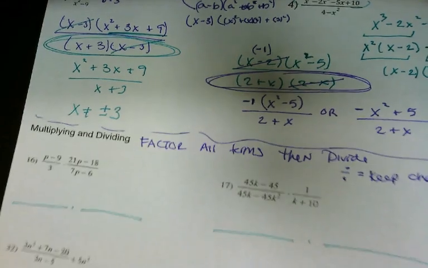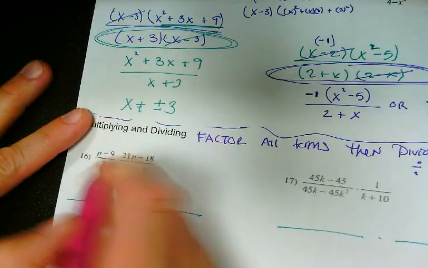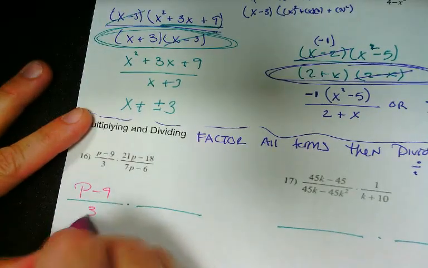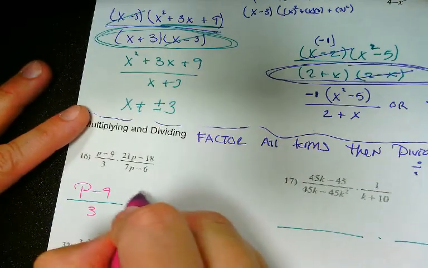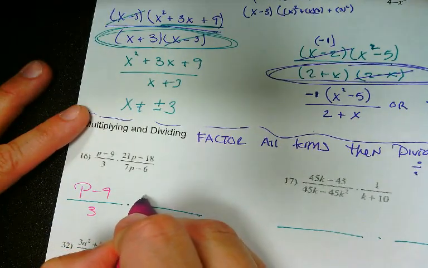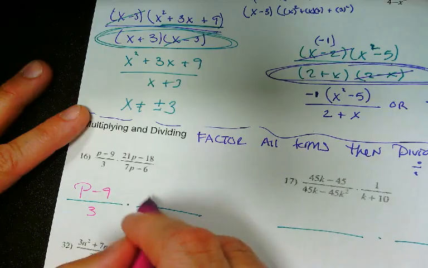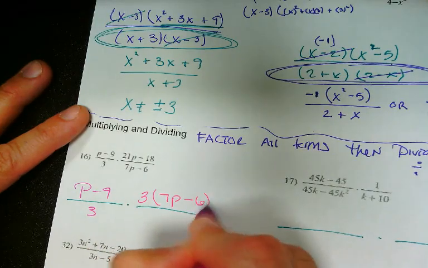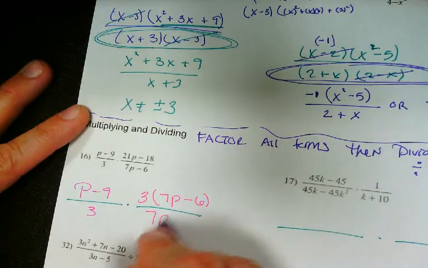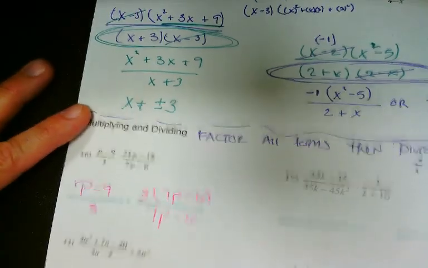So looking at 16, I don't think the first fraction can simplify at all. I just got p minus 9 over 3. There's no factoring there. Christian, how do you factor the top right? Top right? Yeah. Oh, I pulled out a 3, and then I got 7p minus 6. Perfect. And then again, I don't think there's any factoring to do on the bottom, right? So I think that looks great.